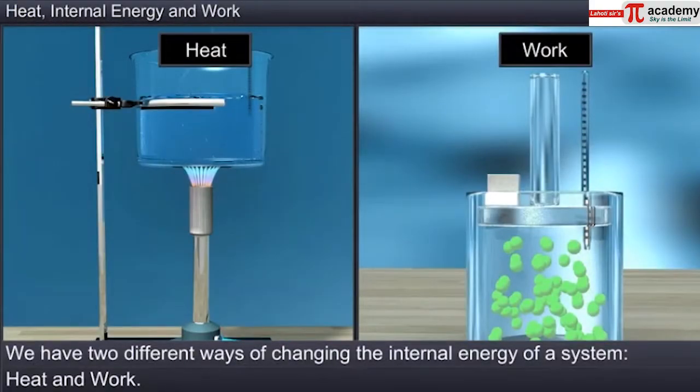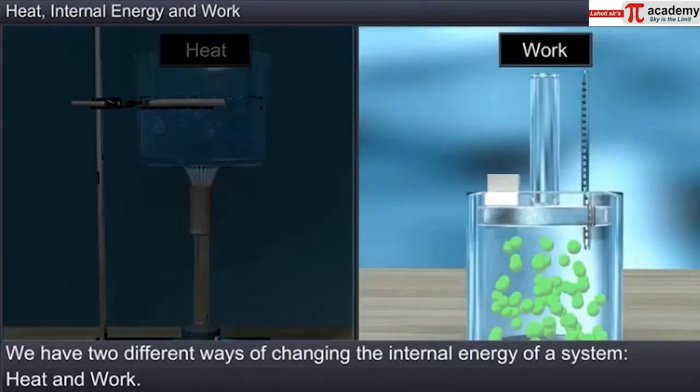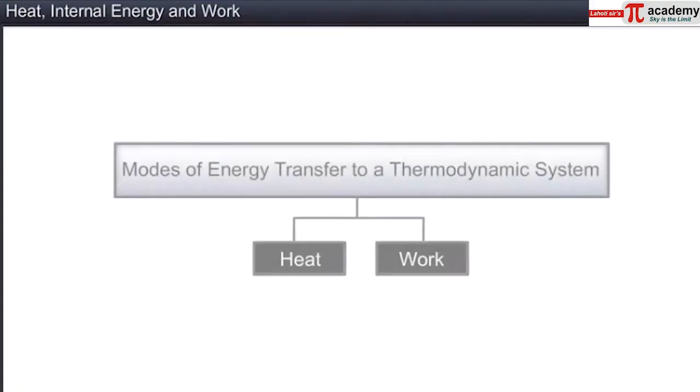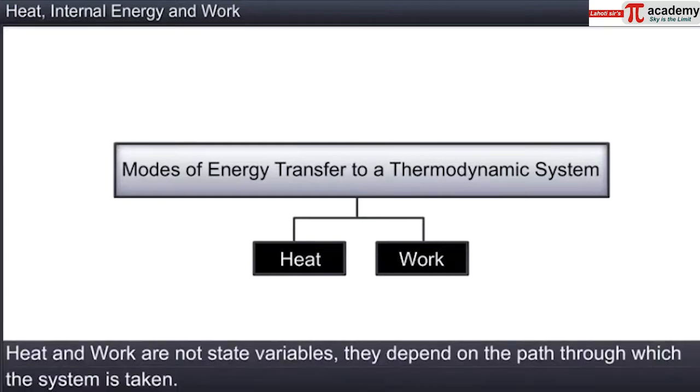That means we have two different ways of changing the internal energy of a system: one by allowing the system to exchange heat with its surroundings, and the other by allowing it to do some work. In thermodynamics, heat and work are the two modes of energy transfer to a system. Heat and work are not state variables. They depend on the path through which the system is taken.